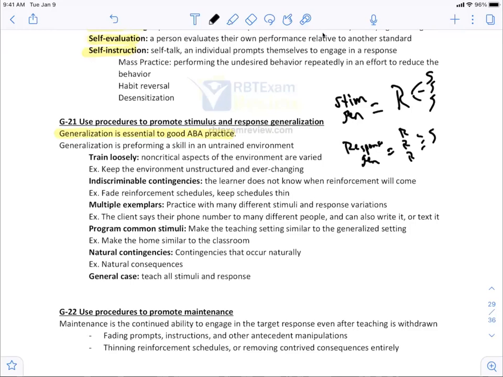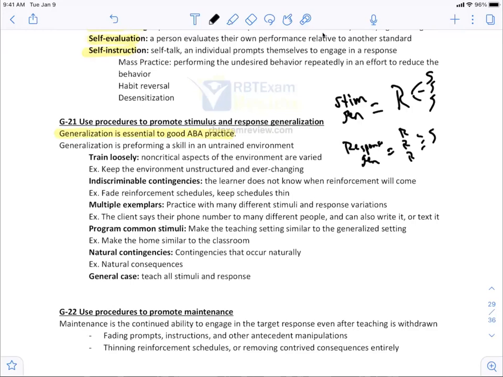Okay, it's unstructured, ever-changing. Indiscriminable contingencies. The learner doesn't know when the reinforcement will come. This is why we're always trying to fade reinforcement. While we use variable reinforcement, the learner should not be able to predict reinforcement is coming.